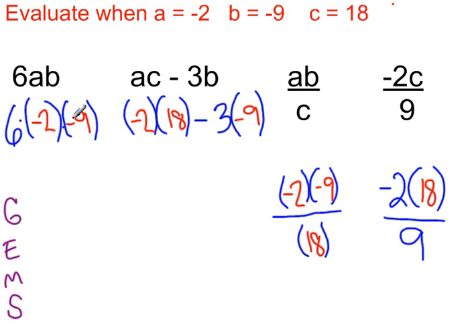6 times -2 times -9. I see that there are 2 negative numbers here. That lets me know this answer is going to be positive. Now that I know that, I can just multiply. 6 times 2 is 12, times 9 is 108.